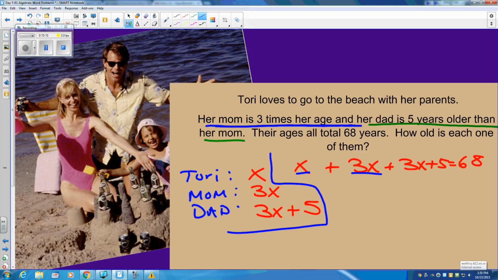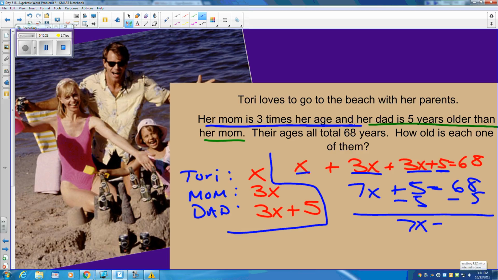1, 3, 6, 7x plus 5 equals 68. Let's subtract 5 from both sides. 7x equals 63. Divide by 7, and x equals 9. Now again, that's not the answer to my problem.